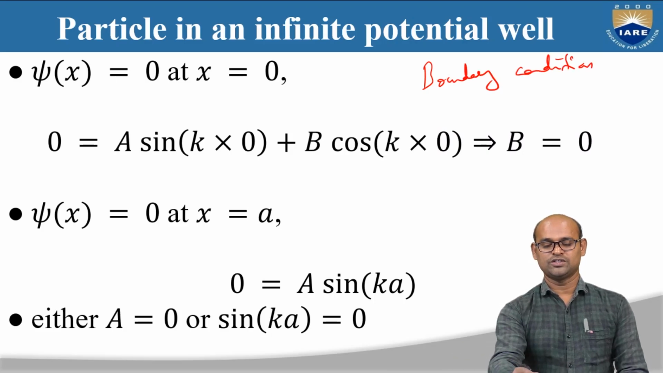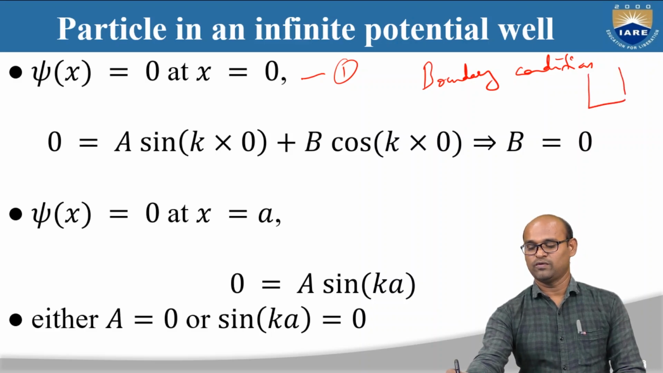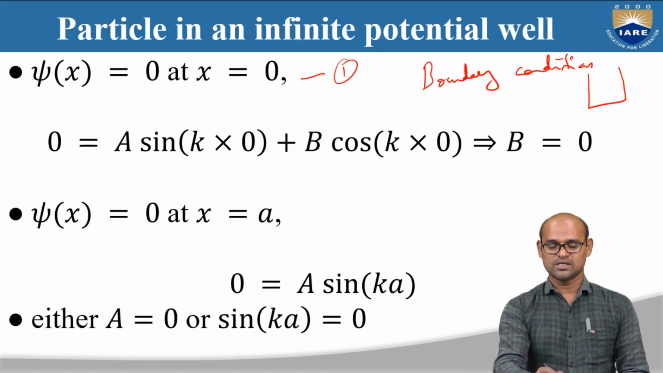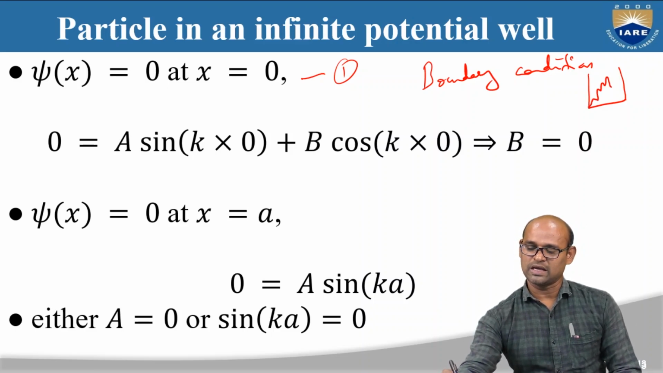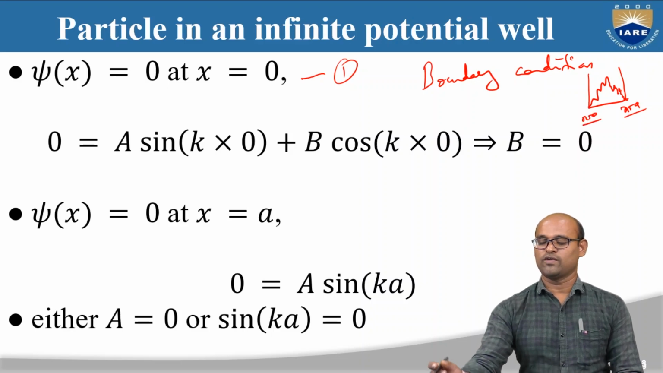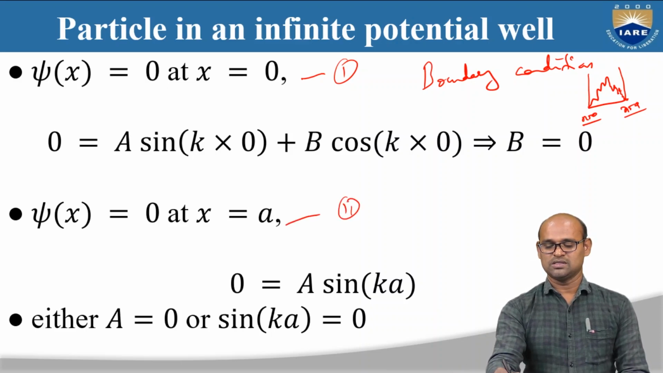The first boundary condition is this: psi of x is equal to 0 at x equal to 0. That means the wave function must be 0 at the boundaries. Psi of x is 0 at x equals 0 and psi of x is equal to 0 at x equal to a. So psi must vanish. Inside, psi can have any value, but at the boundaries, that means x equal to a and x equal to 0, these are the two boundaries. The wave function must vanish at the boundaries so that it satisfies the normalization condition. So this is the first boundary condition and this is the second boundary condition.